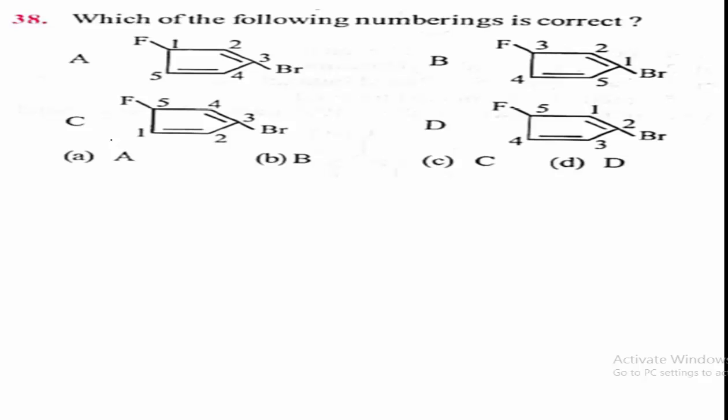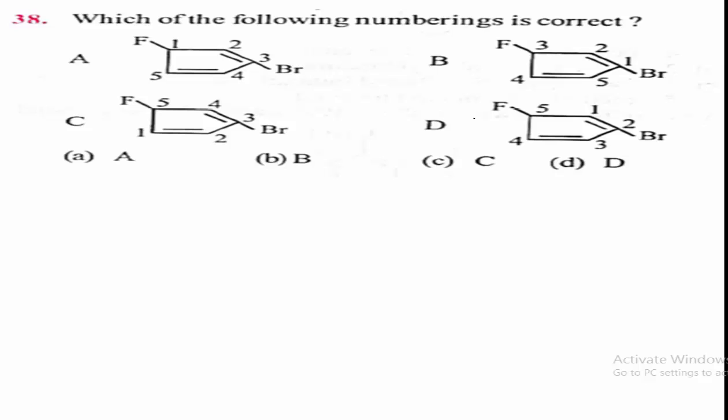Okay, first observe the first compound. Here they have given number 1 to fluoro and number 3 to bromo. Is it right? Which one comes first? Bromo comes first. Therefore it is not right. Observe all the given compounds.